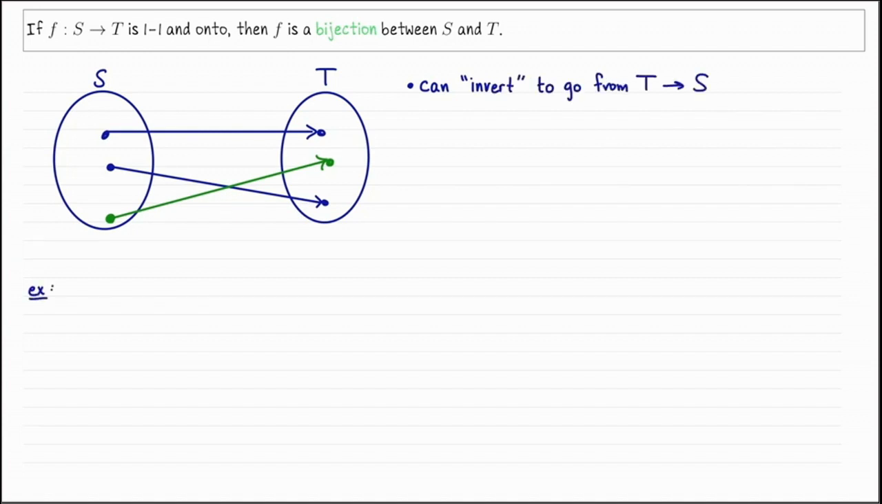Some examples would include, say, f of x equals 2x plus 1 from R to R. This map is both one-to-one and onto. It's a bijection. You could invert it.